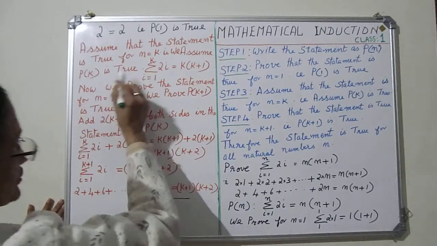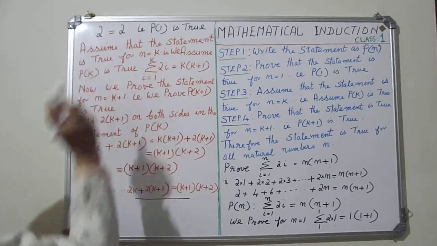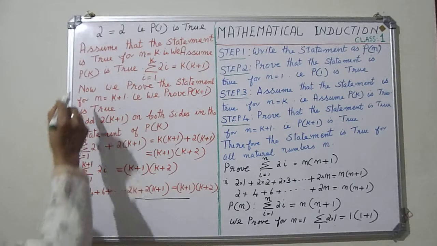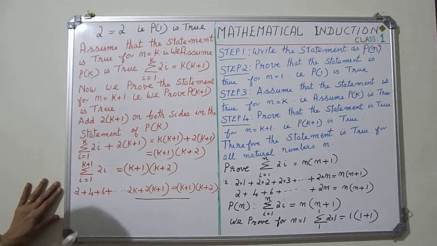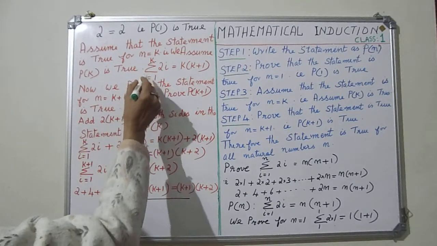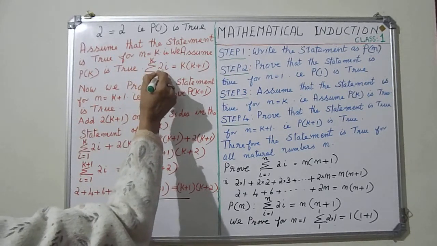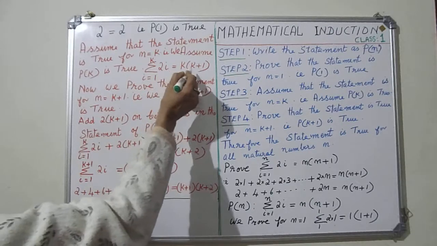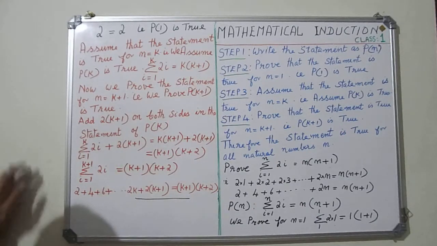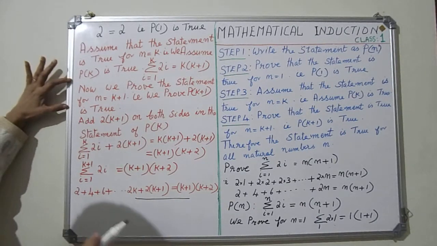Okay. Now what is the next step? We assume that the statement is true for n equal to k. That is, P of k is true. We assume. What is P of k? Sigma i varying from 1 up to k of 2i is equal to k times k plus 1. Now what is the next procedure?